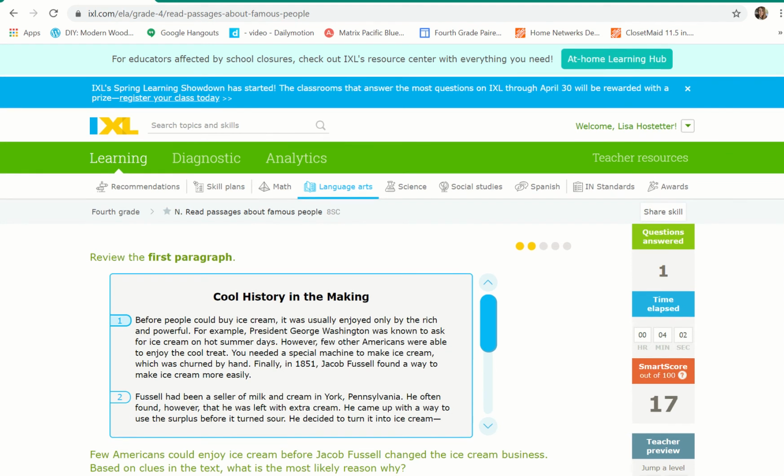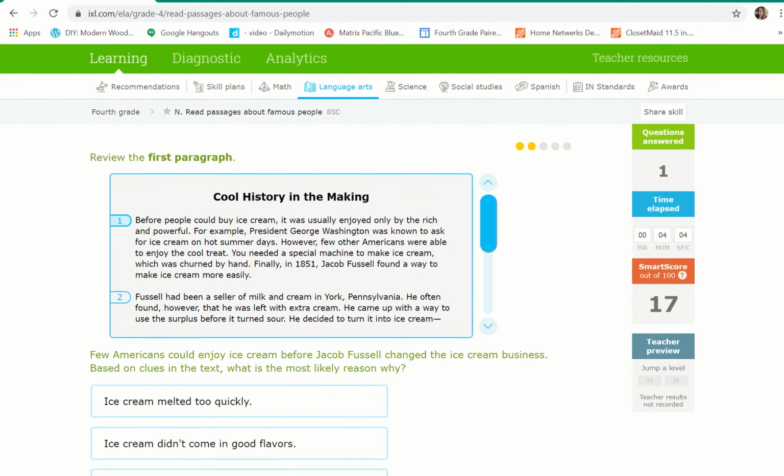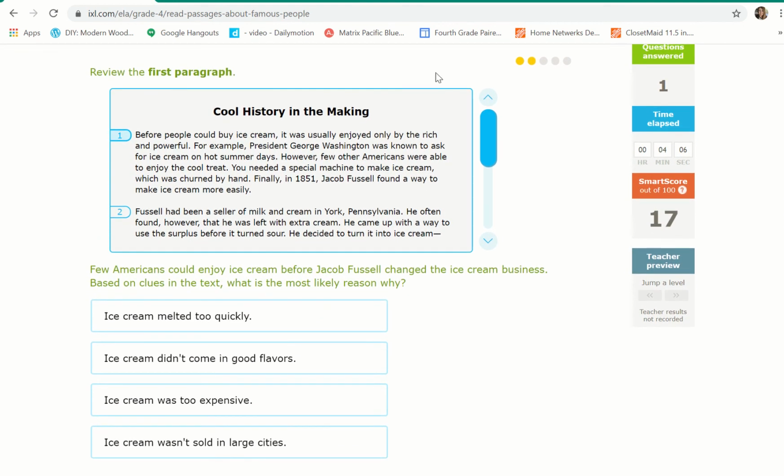Fantastic. Then it gives us our next question. We're still using the same article, but we have a new question. It says, few Americans could enjoy ice cream before Jacob changed the ice cream business. Based on clues in the text, what is the most likely reason why? So this is where you have to use your inferring skills, and you have to use your background knowledge along with what you read in the text to make a decision. So basically, it's asking us, what was the problem?